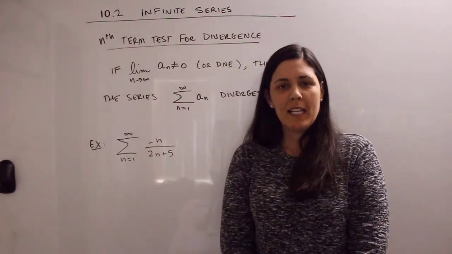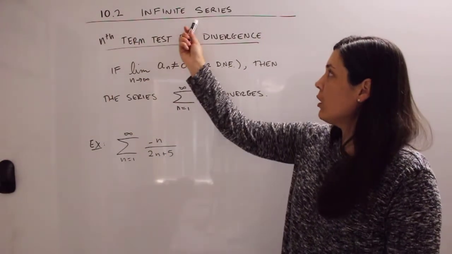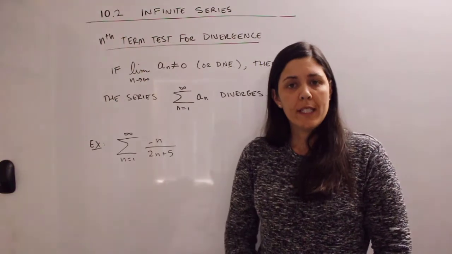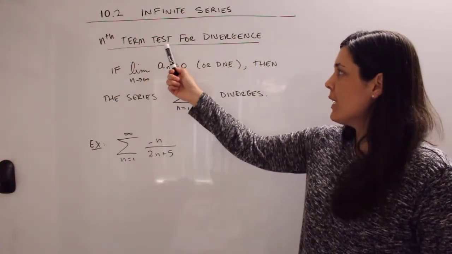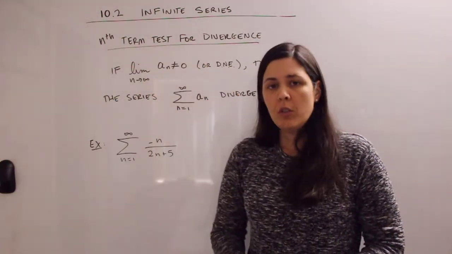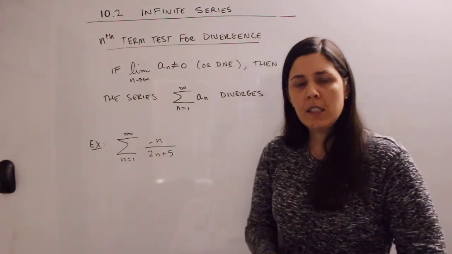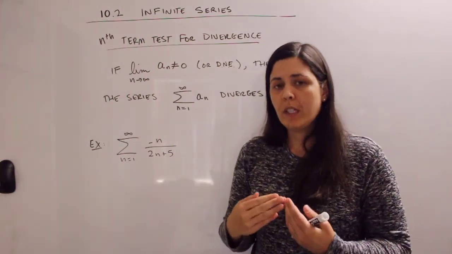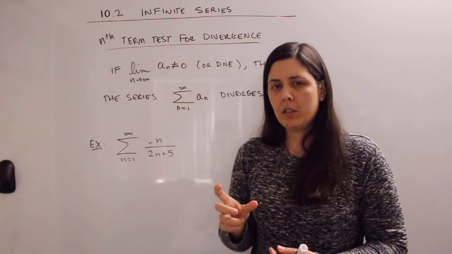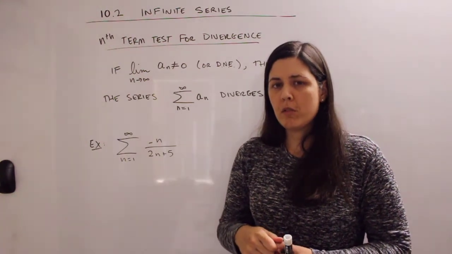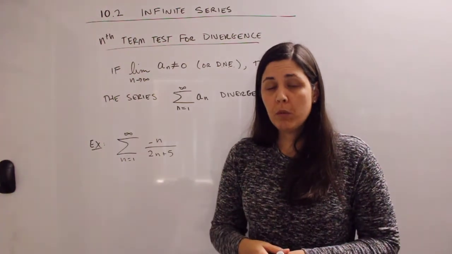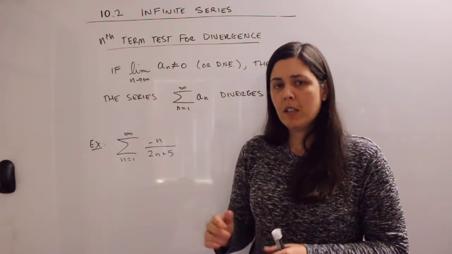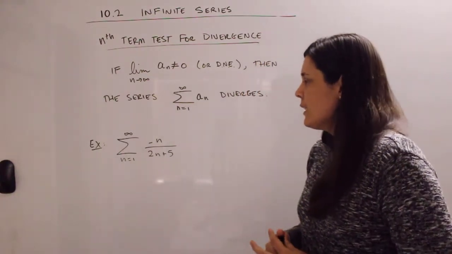Hey everyone, in this last video for section 10.2 on infinite series, we're going to take a look at what's called the nth term test for divergence. What this test tells us is if our series will diverge based on one particular piece of information. There are other tests that will come up in the future in other sections, but for now this is the one that we're starting with, and it says the following.